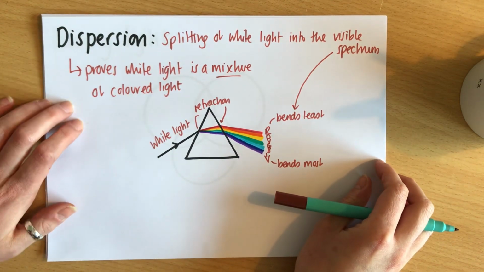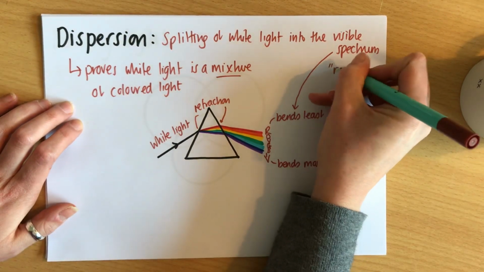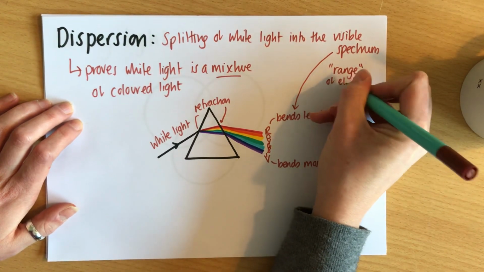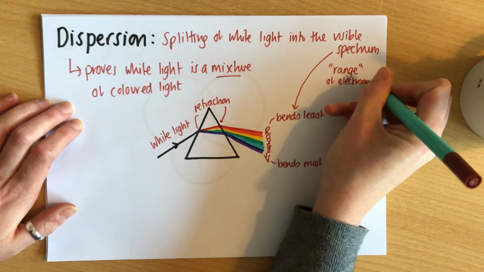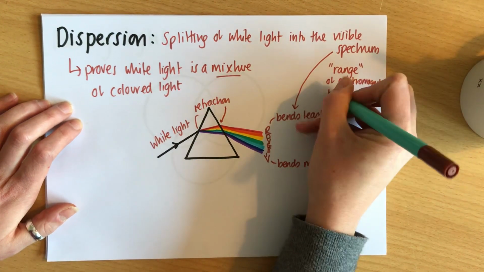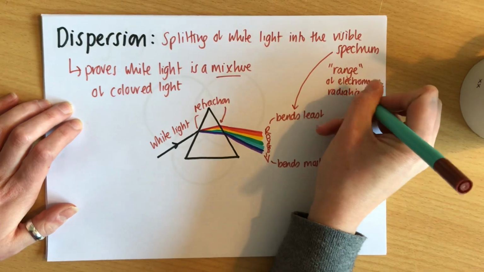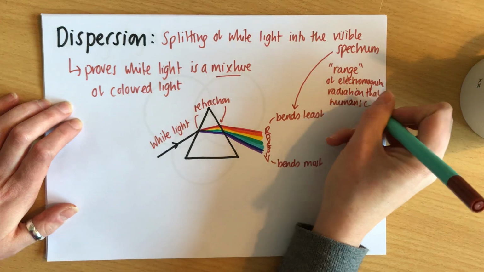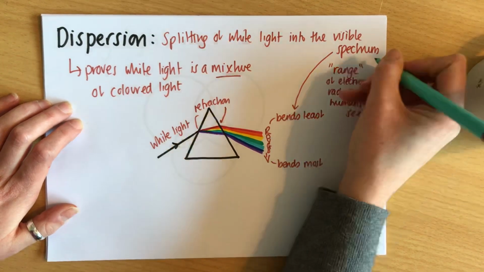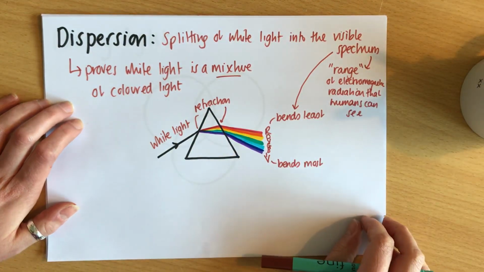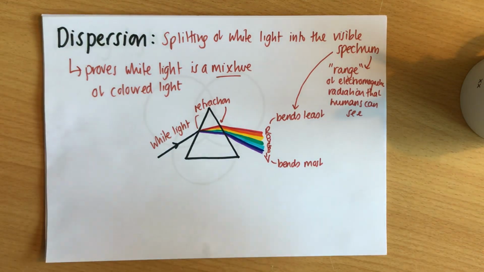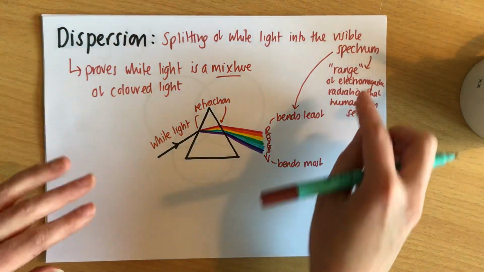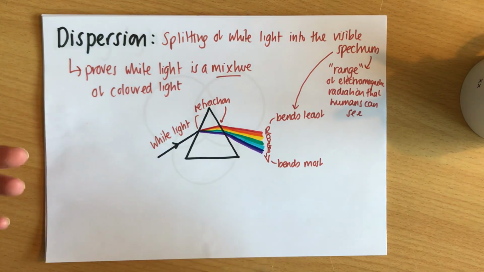And the visible spectrum, like any spectrum, is just a range. So spectrum means a range, and it's the range of electromagnetic radiation that humans can see. Hence why it's called visible. So you might have heard of the electromagnetic spectrum or electromagnetic radiation. In the middle of that, we've got the visible spectrum. It's part of the EM spectrum, and it's the part of the EM spectrum, or the range of electromagnetic radiation, that are visible to human eyes.